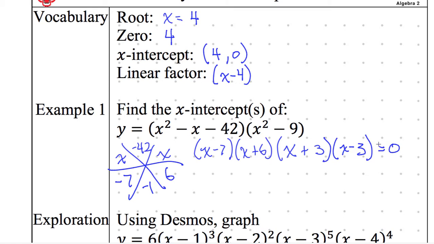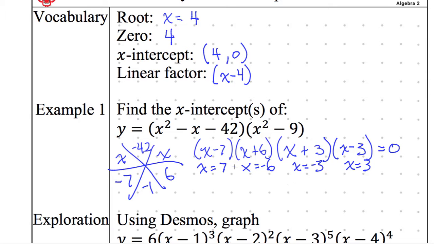So by setting this thing equal to 0, I'm really saying by the zero product property that each of these linear factors needs to be set equal to 0. I can show you how to do that, or we can just do the shortcut method. If I set this factor equal to 0, I need to add 7 to both sides, which gives a root of x equals 7. From this linear factor, I get a root of x equals negative 6. From this one, x equals negative 3. And from this one, x equals 3.